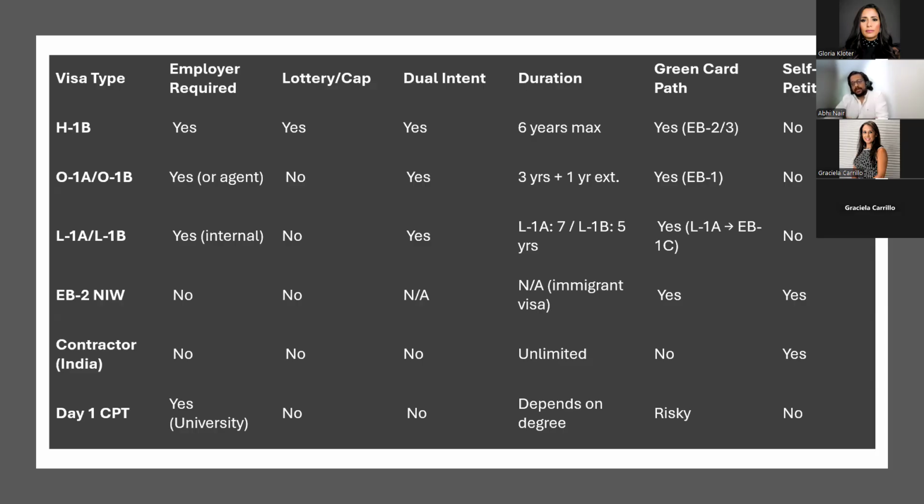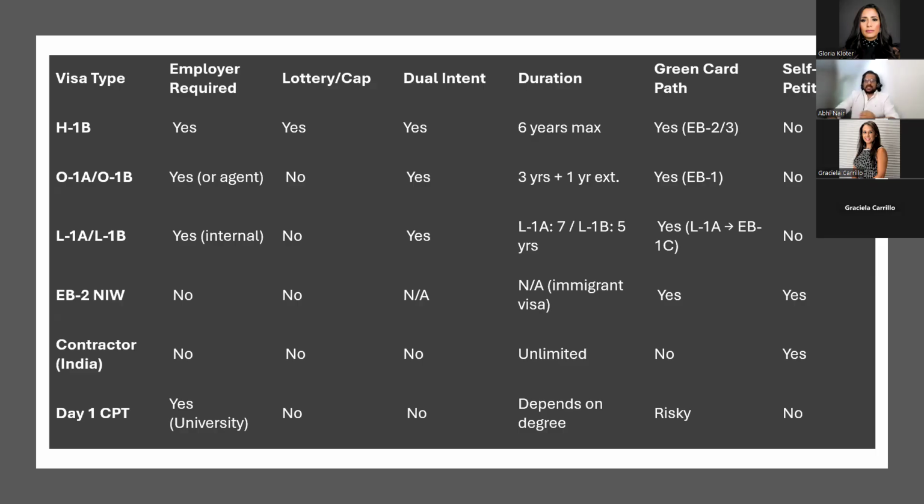O-1A and O-1B are for individuals with extraordinary ability. There is no cap, no lottery, and dual intent is allowed. You will need an employer or agent to file, but if you qualify, it is a strong, flexible option. L-1 visas are for intra-company transfer. You must have worked abroad for a company for a year, but there is no cap, and it leads to a green card under EB-1C for managers.